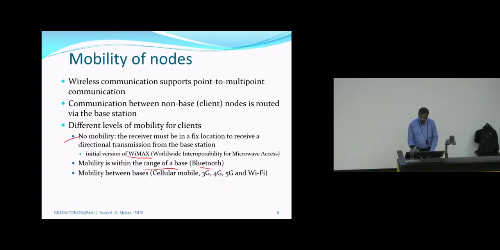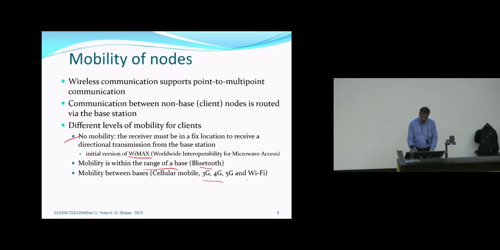But if you take 3G, 4G, 5G for the cellular mobile network, mobility between base stations is supported. Let's say you are traveling in a train or car. Initially you may be attached to one cellular tower. After some time, your device may be attached to another tower. That is, mobility between the base stations is supported.